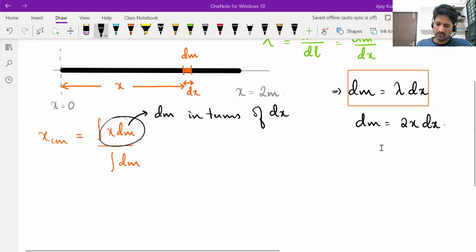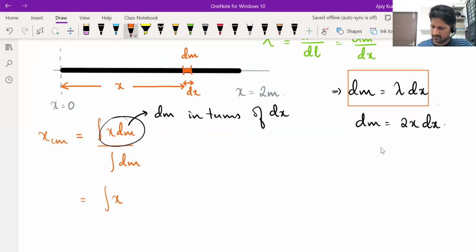Okay, okay. Therefore, the x coordinate of center of mass can now be calculated as integral x into dm, which is 2x dx, divided by integral dm. Also, you'll have to do integral 2x dx. You can't just write total mass because we don't know the total mass of this rod. And you can cancel terms only after integrating. Before integrating, don't cancel x like this. Okay, the answer will change. X is a variable, you can't cancel it like that.